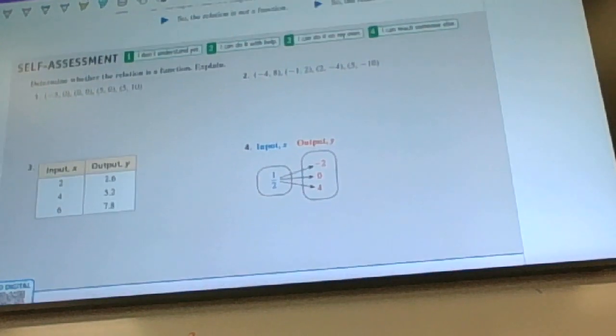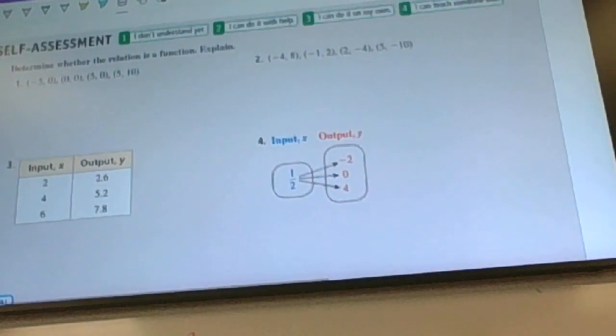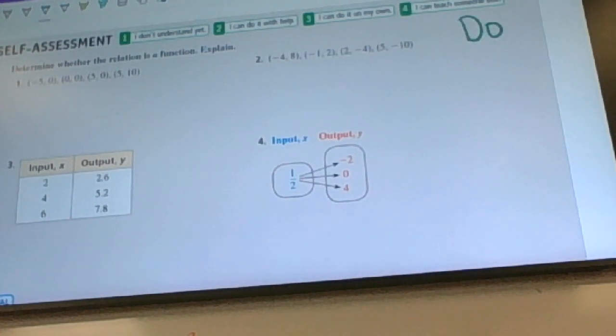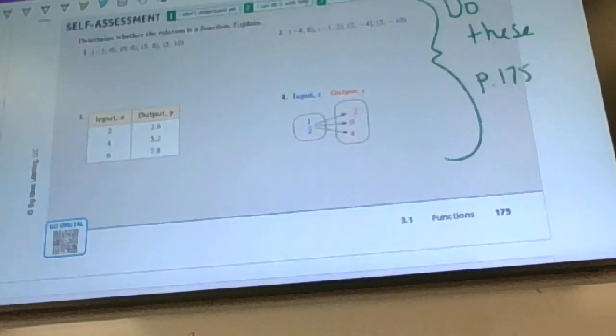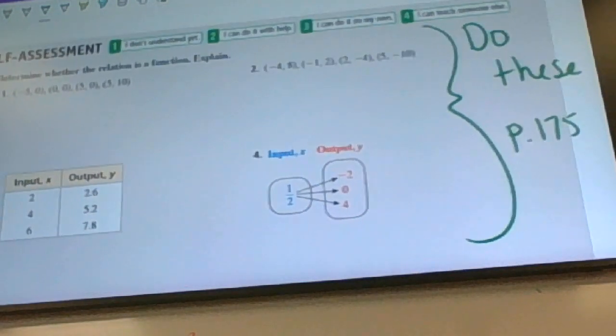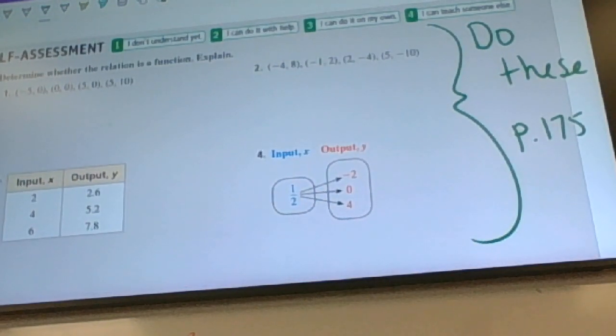All right, you guys go ahead and do 1 through 4. All you have to do is really say yes or no. And explain it would be best.